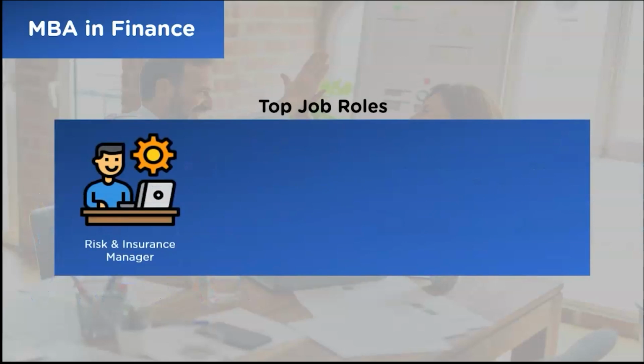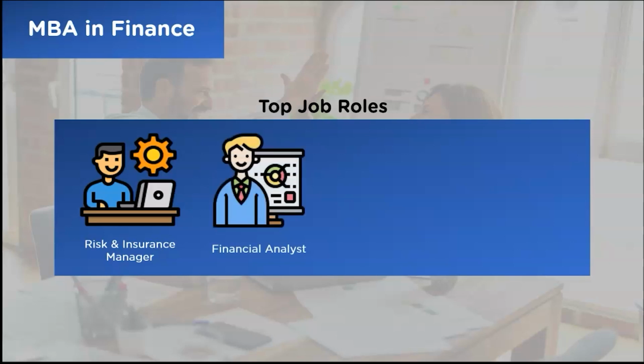The first one is Risk and Insurance Manager. A Risk and Insurance Manager is in charge of identifying the appropriate causes of accidents or losses, designing and implementing preventive measures, and devising plans to limit cost and damage in the events of loss, including the acquisition of insurance as well. Next is Financial Analyst.